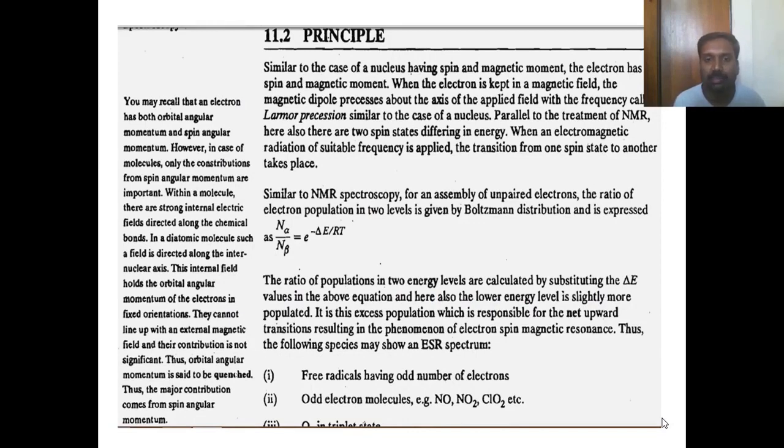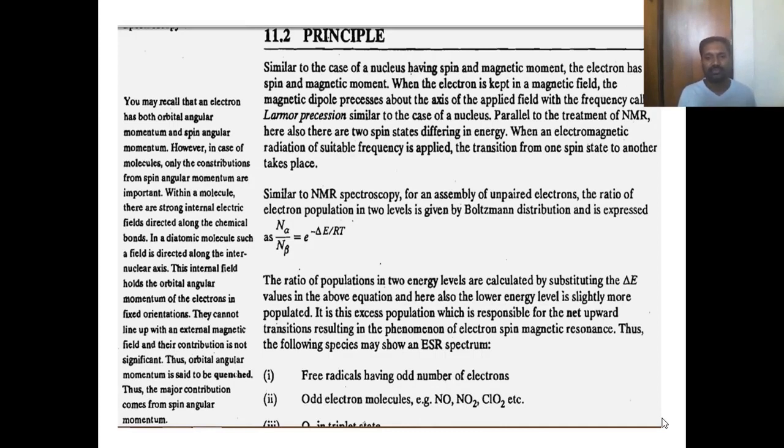Now, as we know, in any spectroscopy, to get a line, a band, or a peak in the spectrum, every line in a spectrum corresponds to a transition between energy levels. So even in ESR, we are looking at transitions between two energy levels. Now let us discuss how these two energy levels are formed and which are those two energy levels we are looking at.